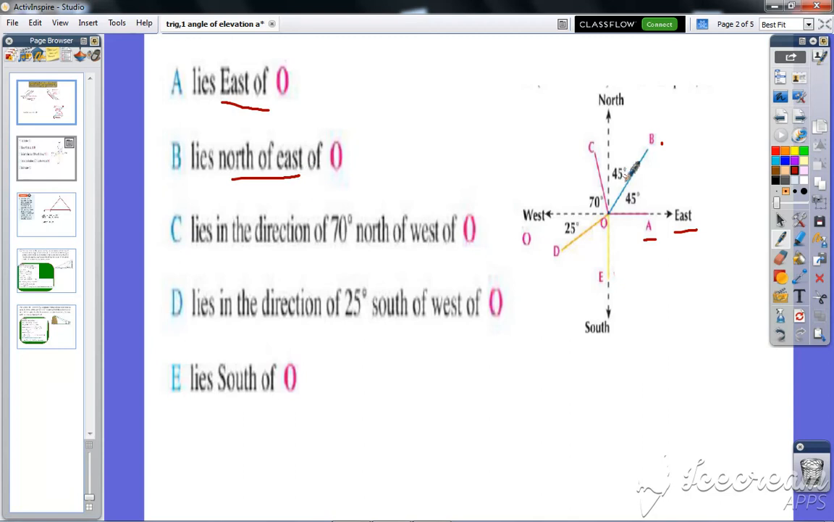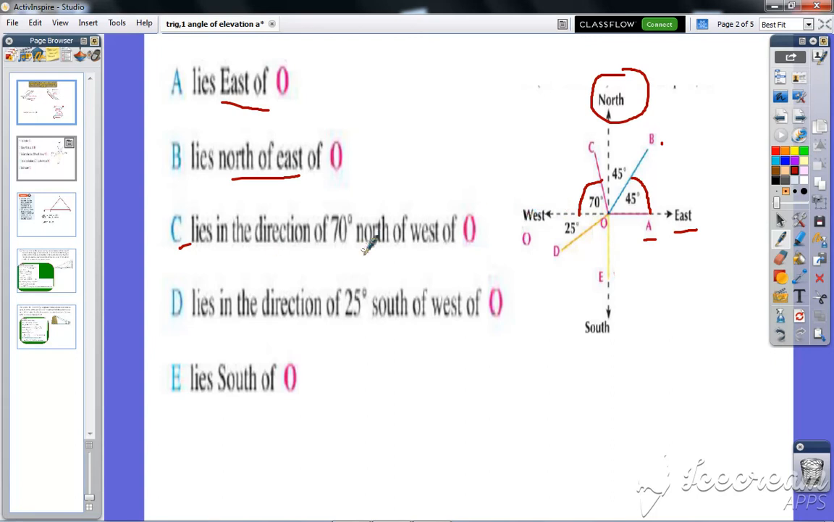Why north of east? Because it makes an angle of 45 degrees. Okay, so when it makes angle 45, it's said to be north of east. Why north of east? Between the east and north, so I say north first. Okay, north of east. Now, what is the position of the point C? This C makes 70 degrees with the horizontal line, so it's said to be 70 north of west.